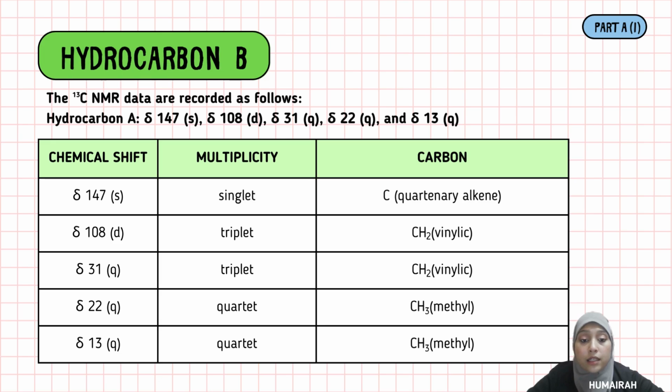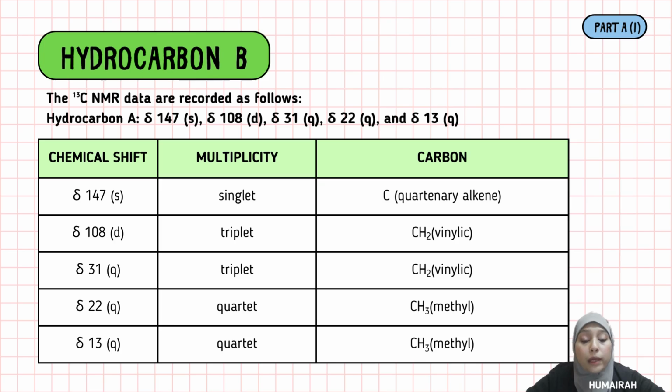Based on the carbon-13 NMR data, there are 5 carbon signals and the multiplicities help us to identify the types of carbon. There is a delta 147 ppm singlet, which represents a quaternary sp2 carbon in an alkene, meaning it's a carbon with no directly attached hydrogen. And at 108 ppm, there's a triplet indicating a CH2 group. This CH2 group is vinyl, meaning it is directly bonded to a double bond.